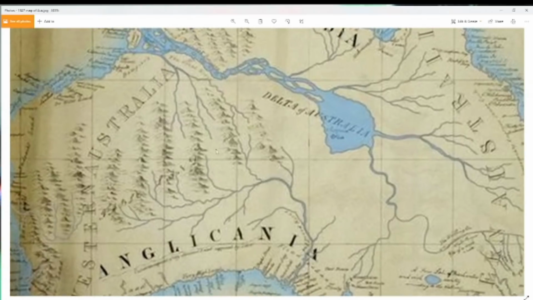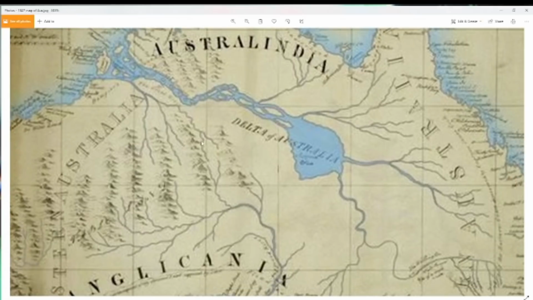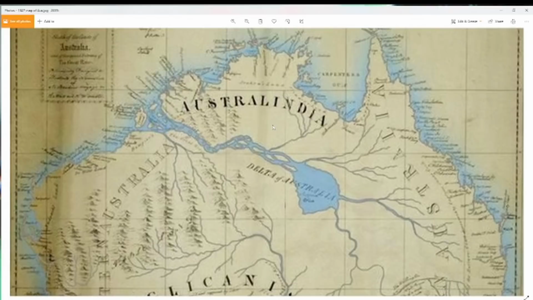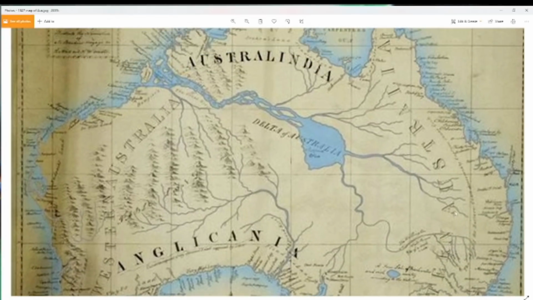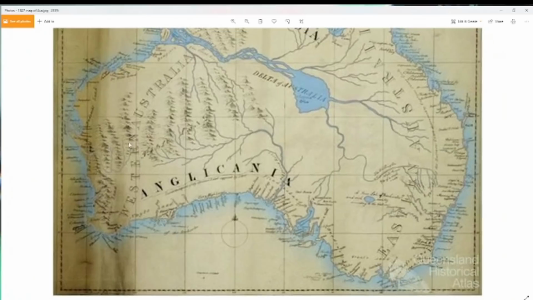Another thing is these mountain ranges. They don't seem to be present anymore. And another point is the naming. Austral India at the top. Up here it says Australia. Down here we've got Anglicania. Western Australia is still there. And that's Eastern Australia. So we've got 4 different regions here.